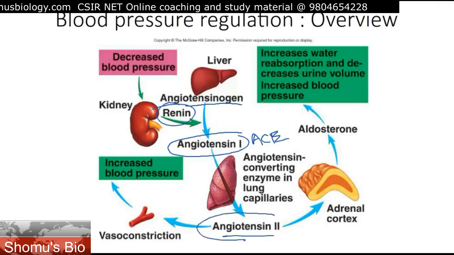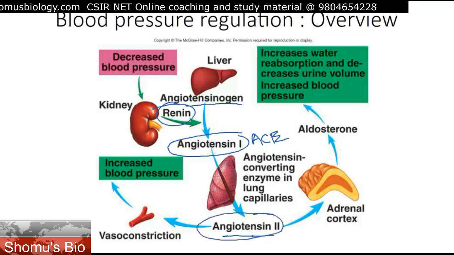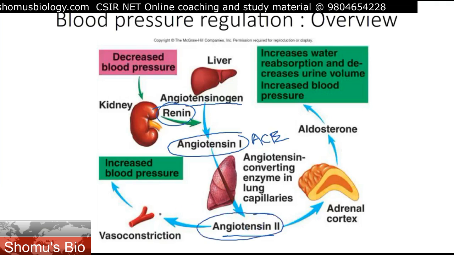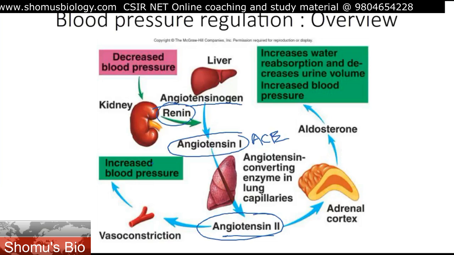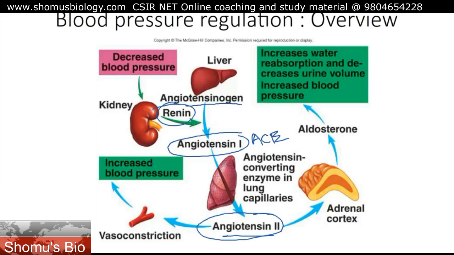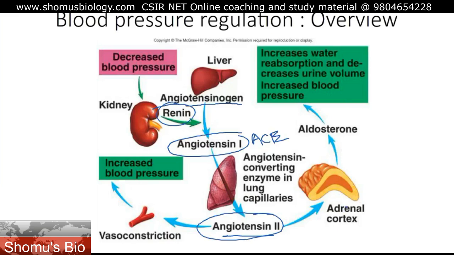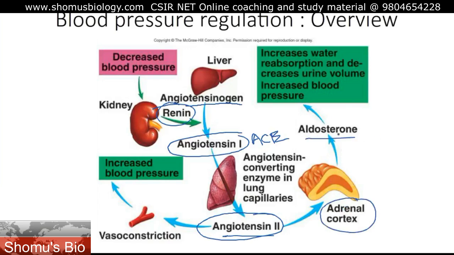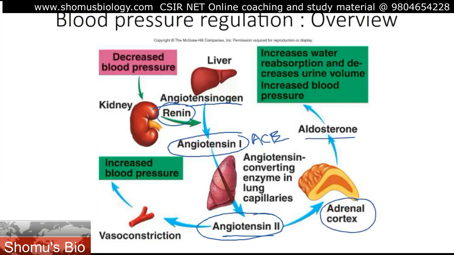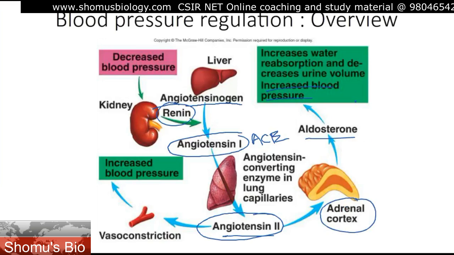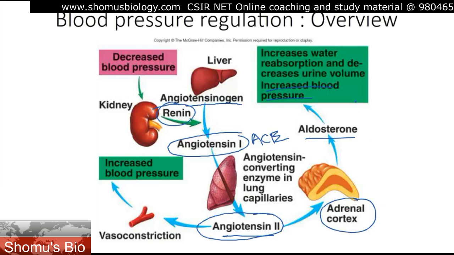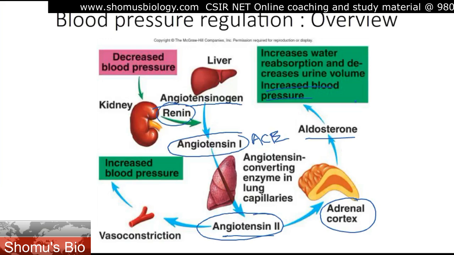Once angiotensin 2 is produced, this is the active form of angiotensin, and it causes two separate mechanisms. First, vasoconstriction, which increases the blood pressure, because if you consider the blood vessels as a pipe and you constrict the diameter of the pipe, then obviously you are creating immense pressure on the blood flow. Second, it causes the adrenal cortex to release aldosterone, which increases water reabsorption and decreases urine volume. It also causes the blood pressure to rise, because if we have more water reabsorption in our body, it will obviously increase the pressure inside the blood vessels.